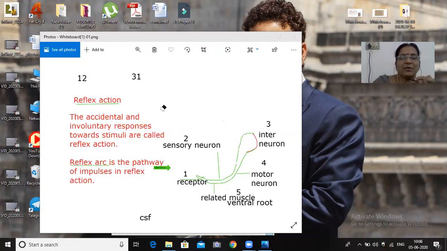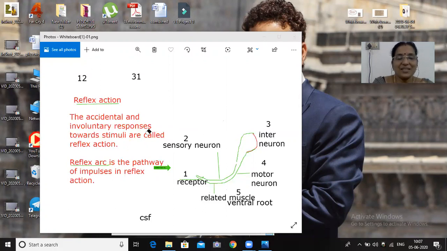Then, a very important aspect regarding the reflex action. Most of the reflex action is controlled by the spinal cord. Yes, it takes place beyond our conscious area.